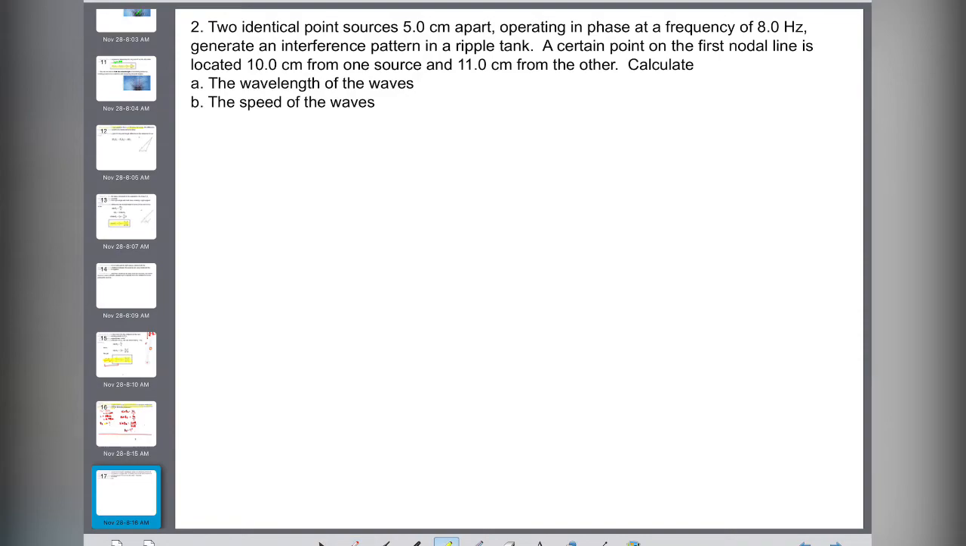Okay, two identical point sources that are 5 centimeters apart, operating in phase with a frequency of 8 Hertz, generate an interference pattern in a ripple tank. A certain point on the first nodal line is located 10 centimeters from one source and 11 centimeters from the other source. Calculate the wavelength of the wave and the speed of the wave. They tell you the distance between the two point sources is 5 centimeters. So I know that is 0.05. It is operating at a frequency of 8 Hertz.